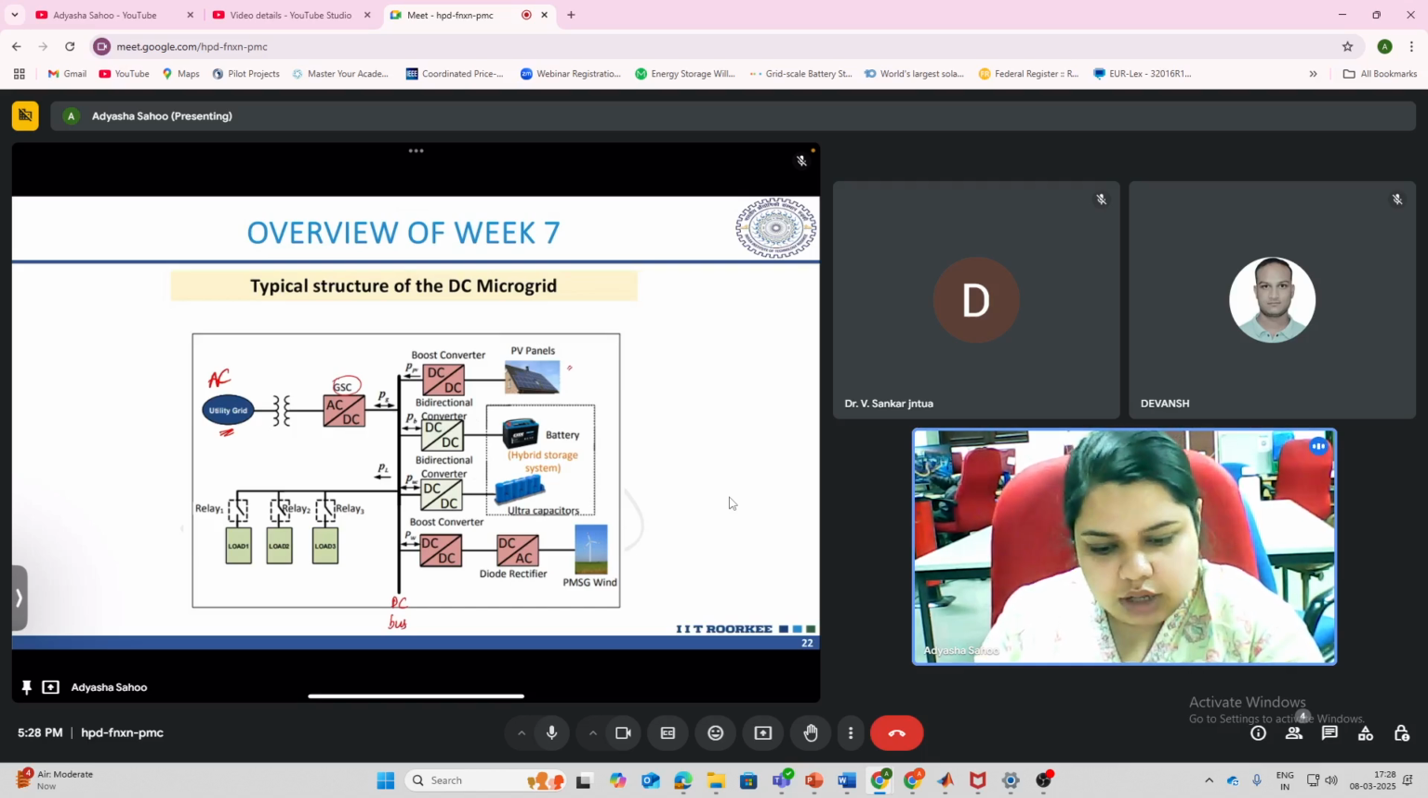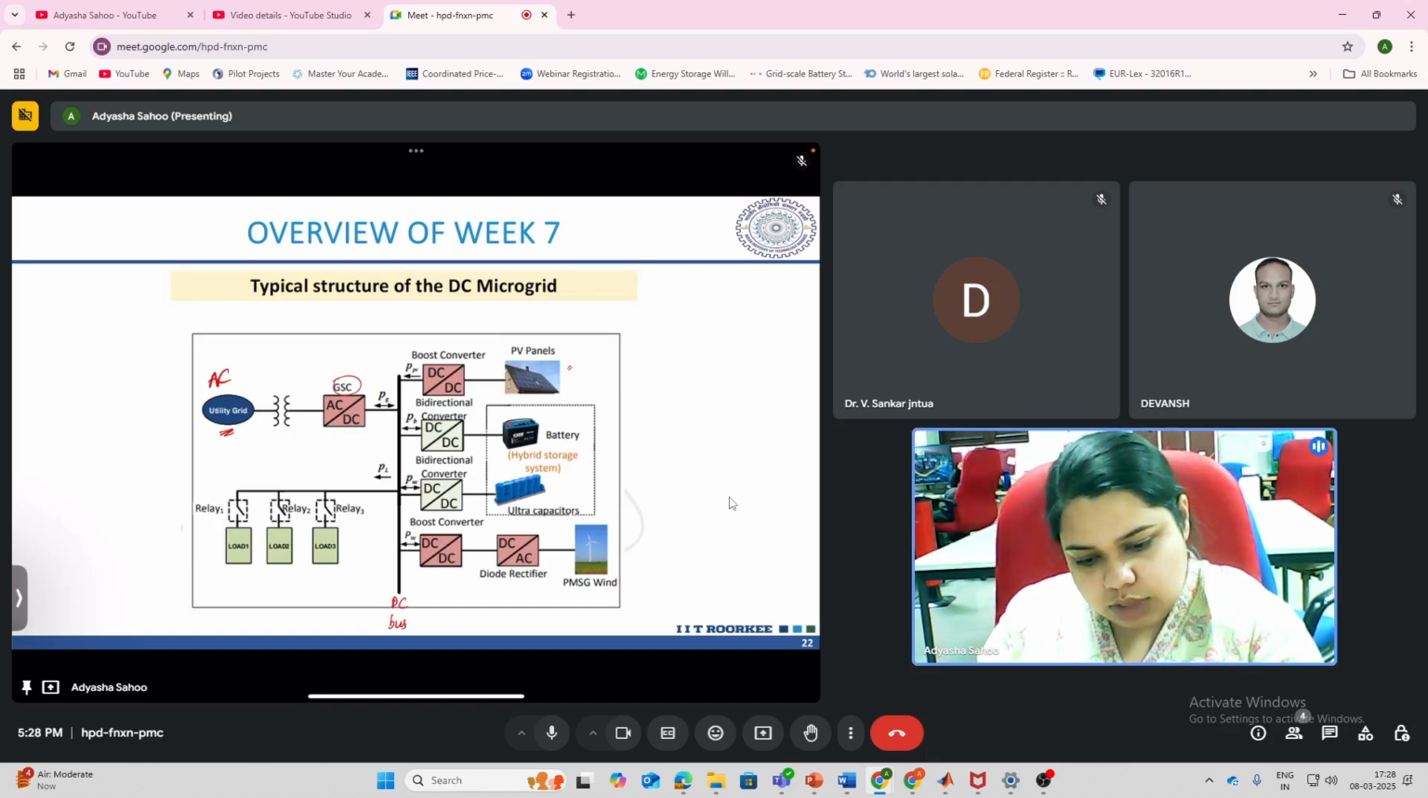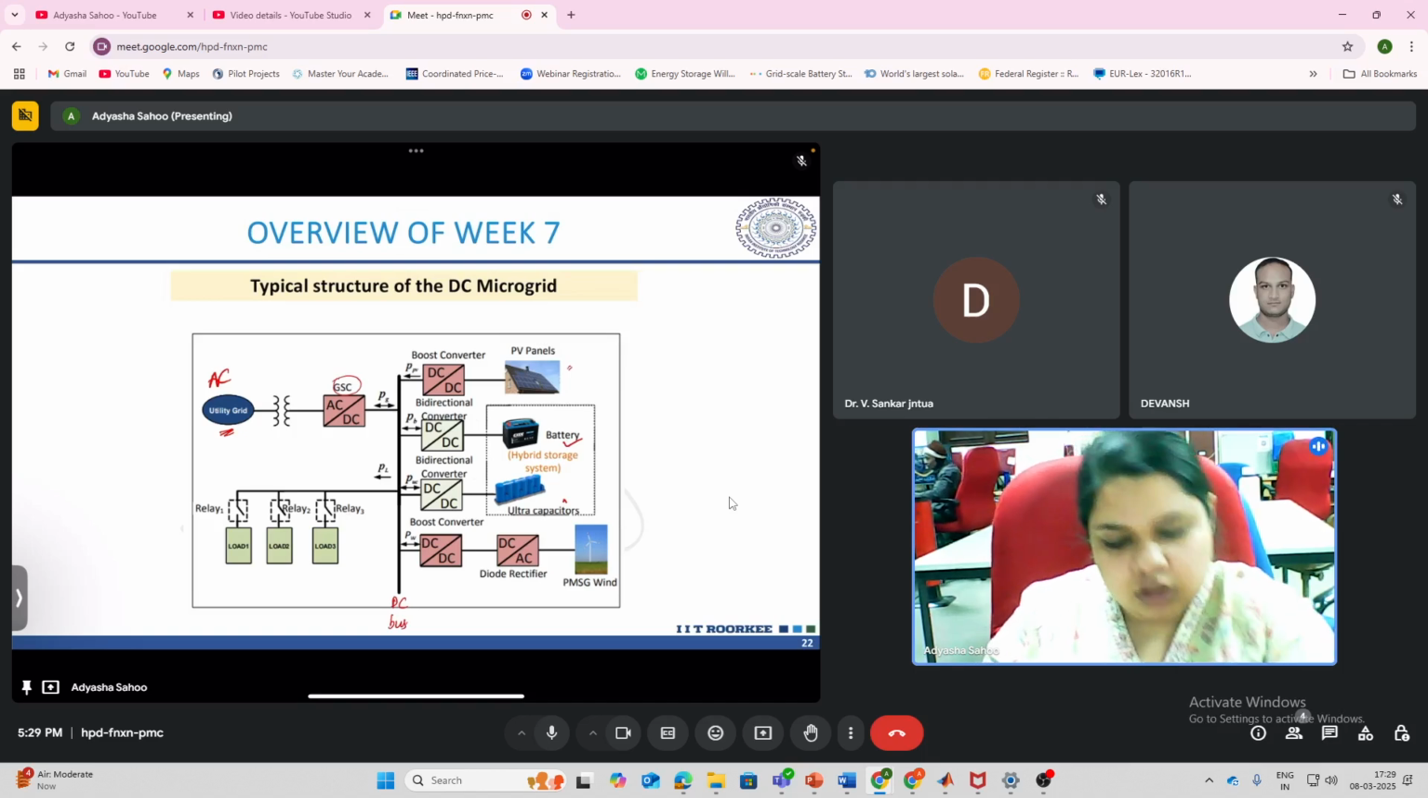Then you have a hybrid storage system. So we know that for a hybrid storage system, we take one with high energy density. The battery is high energy density, the ultracapacitor is high power density. We combine them to form a hybrid energy storage system. Now, these are then integrated with the bidirectional DC-DC converter.